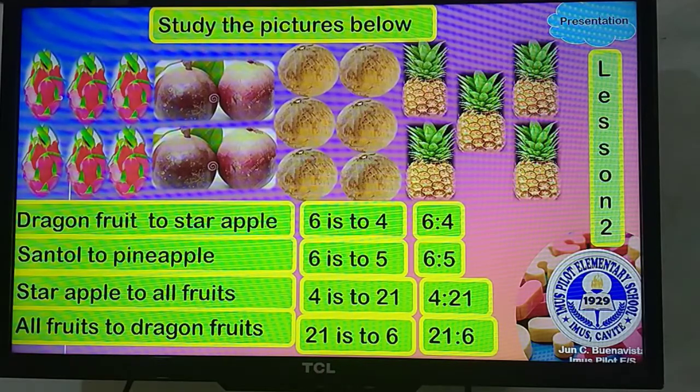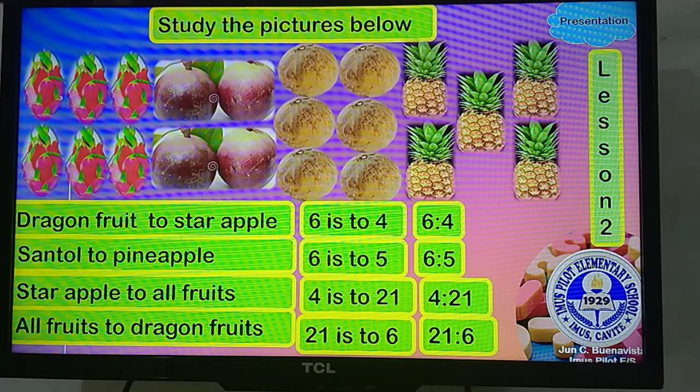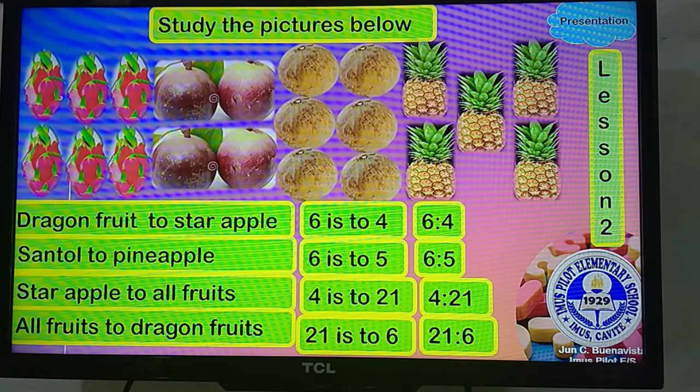Okay, that is also in the lowest term form since the numbers that can divide 4 are only 1, 2, and 4. While for 21, we have 1, 3, and 7. So, we have no GCF or greatest common factor, only 1. Okay, how about 21 is to 6?